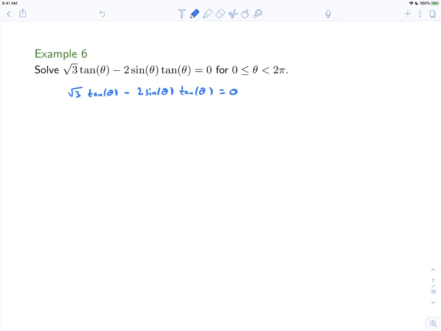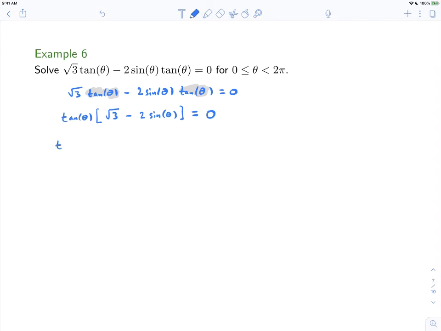Okay, so the first thing we're going to do here is we're going to factor out a tangent theta from both of these terms. So we'll have tangent of theta times the square root of 3 minus 2 times sine of theta, and this product is going to equal 0. So we have here that tangent of theta times the quantity square root of 3 minus 2 sine of theta is equal to 0. So we have a product which is equal to 0. That means one of the factors has to be equal to 0.